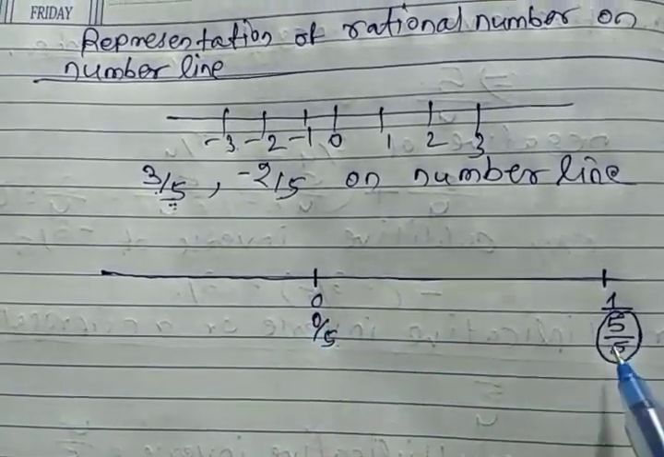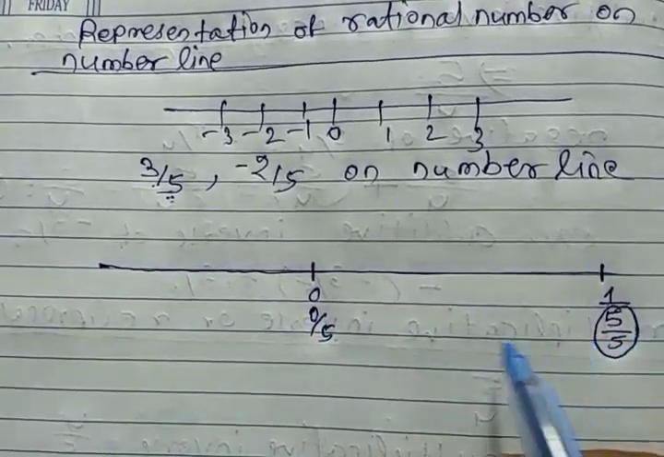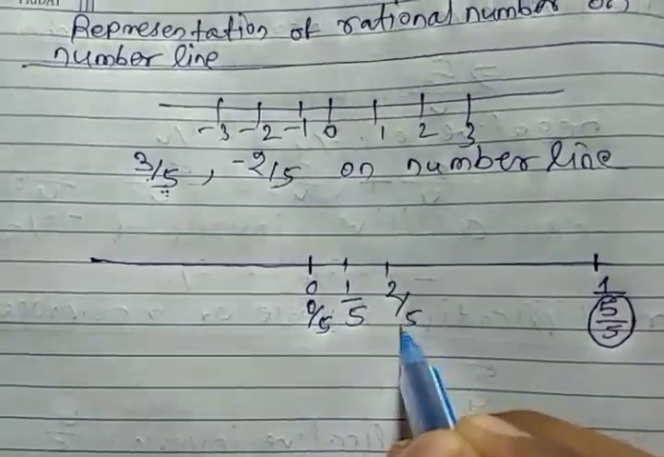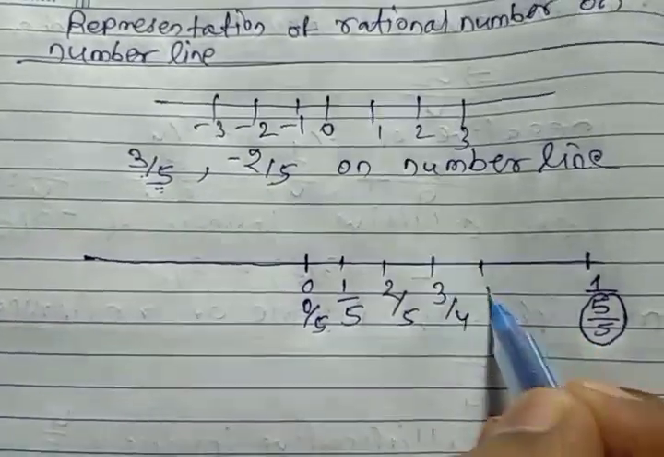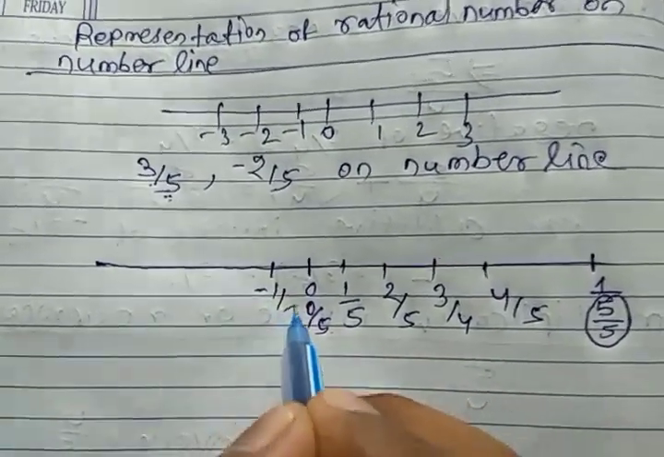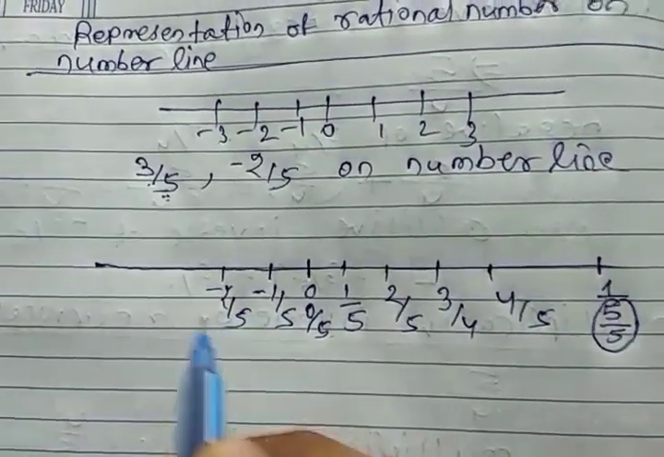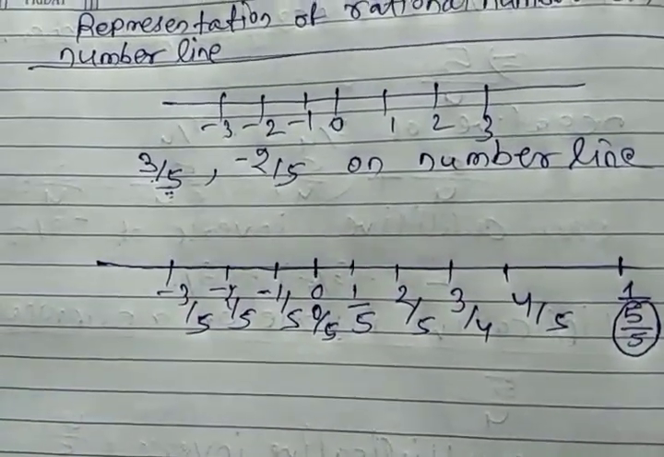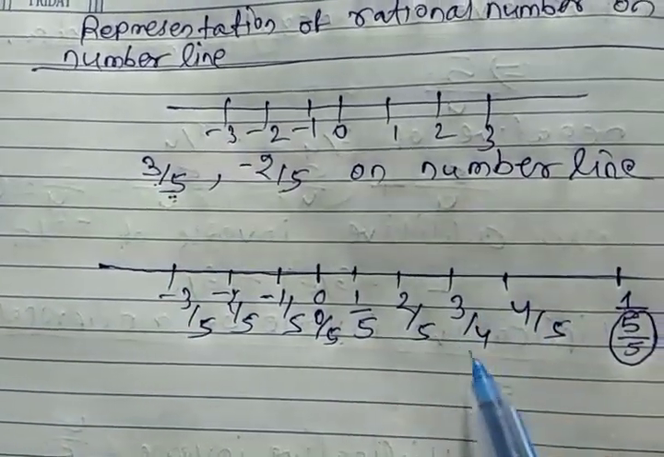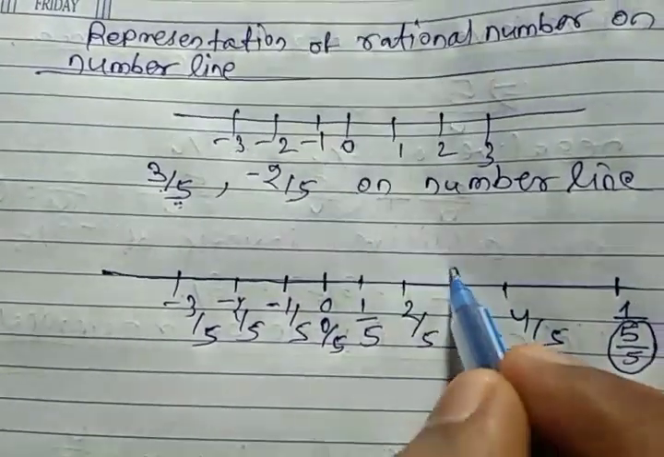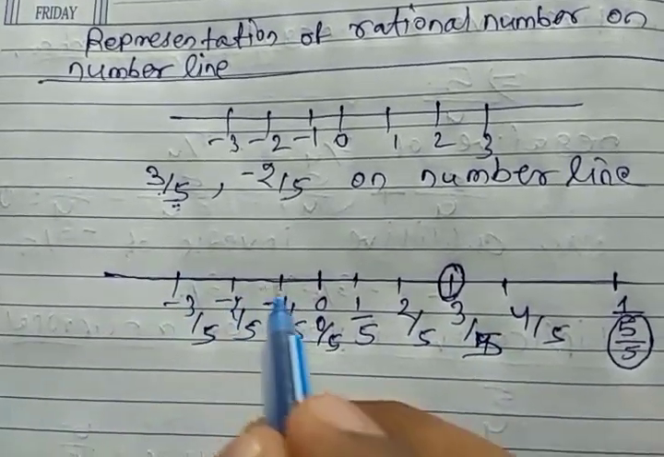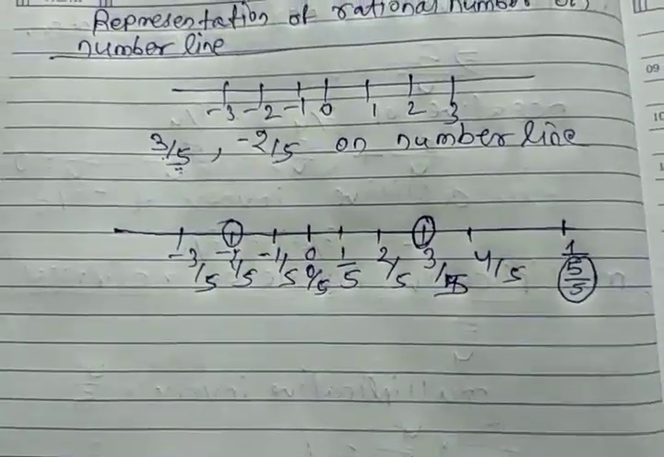Then with the denominator the same, we increase the numerator: 1 by 5, 2 by 5, 3 by 5, 4 by 5, then 5 by 5. Also minus 1 by 5 to the left side, minus 2 by 5, minus 3 by 5, like this. So our requirement is 3 by 5. This is the representation of the rational number on the number line, and this is minus 2 by 5.